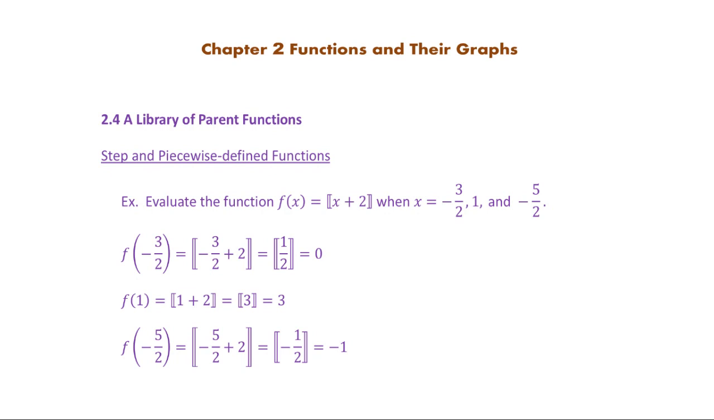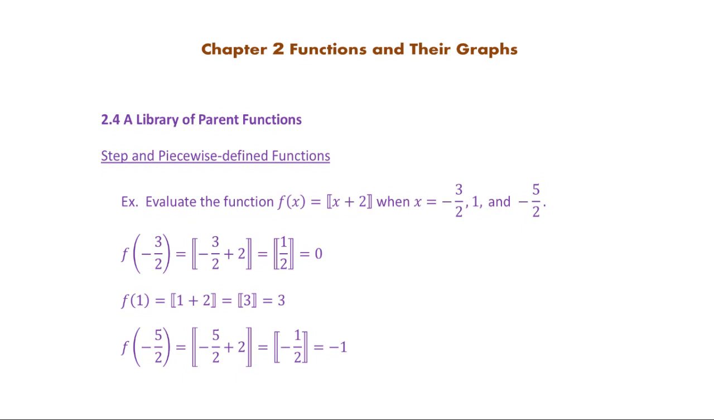In the function, we got -3/2 plus 2 inside the bracket. So -3/2 plus 2 is just 1/2, if you rewrite 2 as 4 over 2. Negative 3 plus 4, which is 1, we got 1 over 2. So we need to find the greatest integer less than or equal to 1/2, and that's just 0. The greatest integer less than or equal to half is 0, right? So f of negative 3 over 2 is just 0.